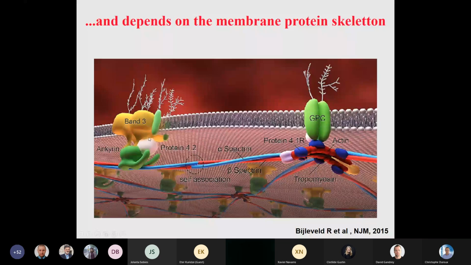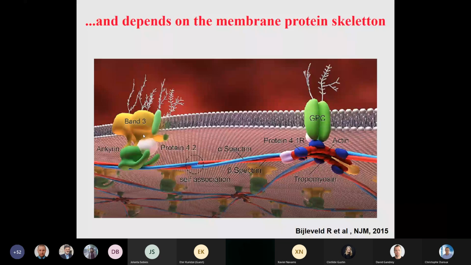This is what we call the ankyrin complex. It involves the spectrin alpha and beta, of course, ankyrin, the protein 4.2, and the band-3, which is a large transmembrane protein here in a tetrameric form. And this ankyrin complex will really attach this spectrin tetramer to the membrane. This is what we call vertical interactions because it's perpendicular to the surface of the red cells.